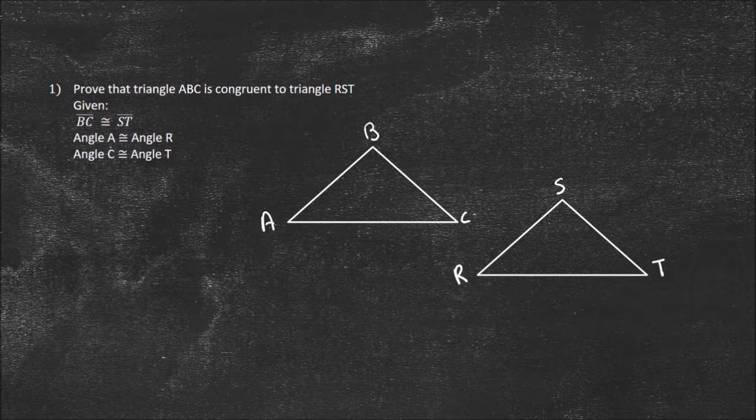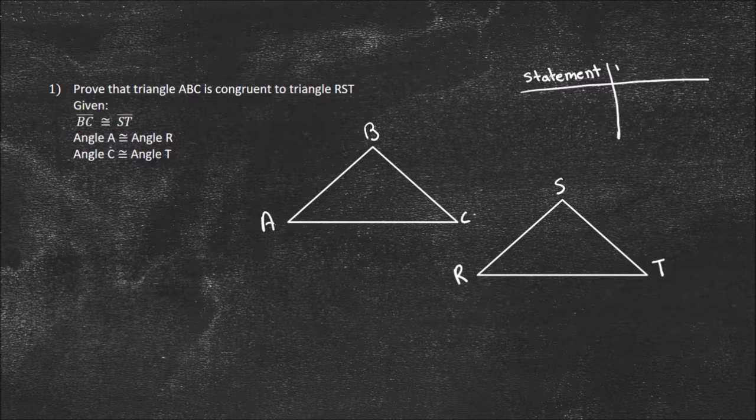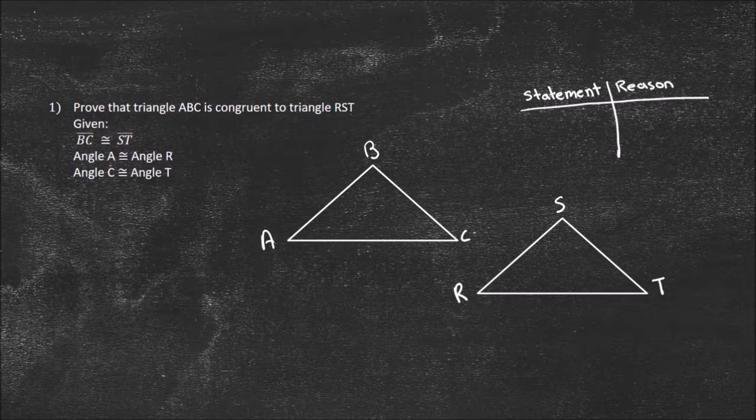So let me write my proof up here. Statement, and then reason. Hopefully I have enough space. All right. So I'm trying to prove that triangle ABC is congruent to triangle RST. And I'm given that BC is congruent to ST. So as I go, I'm just going to mark my two shapes. So BC congruent to ST. Give my little dashes there.